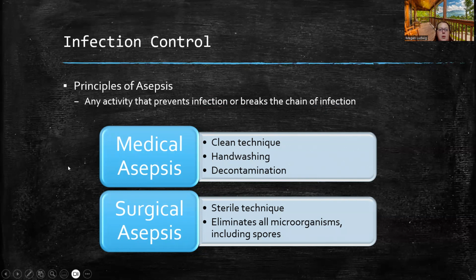So we're talking about medical asepsis. These are things that you can do every day just normally. You practice clean technique, make sure things are clean. You're washing your hands constantly, and doing proper decontamination steps. Surgical asepsis is a little different because if we're talking about surgical asepsis, we are trying to make things sterile. So that includes sterile technique, making sure we don't contaminate something when it's sterile. So no spores.